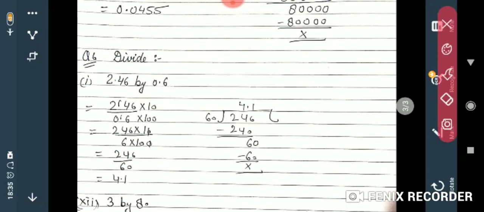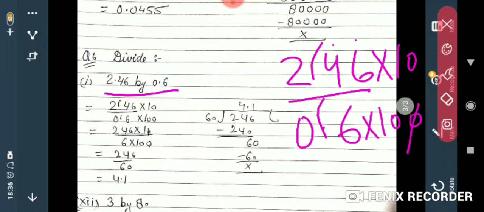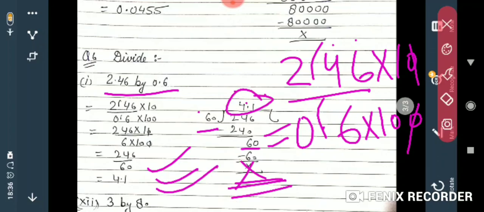Next, divide 2.46 by 0.6. Similarly, remove this point. 10 will increase upside. Remove this point. 2 digits are there. So 100 will come. 0 and 0 will get cancelled. What you will get? 246 divided by 60. Just divide. 60 4s are 240. What you will get? 6. Now 6 is smaller than 60. We'll put a point and increase 0. Then 60 1s are 60. The sum is solved. What is the answer? 4.1.